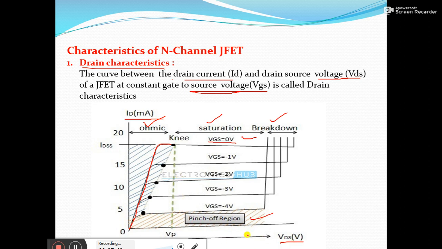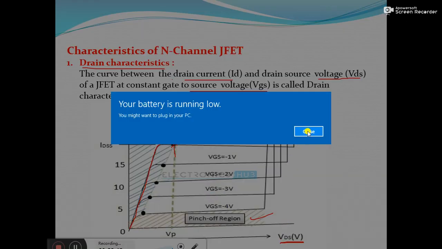Once the VDS value becomes equal to VP, the current achieves the saturation value, or becomes maximum, which is IDSS. Further increase in the VDS value doesn't have any effect on ID. It remains constant, and you get a flat curve here. This region of operation is known as saturation. The saturation region is where the VDS value is greater than VP. Okay, so next is the breakdown region. Whenever the VDS value is greater than VP. One second.